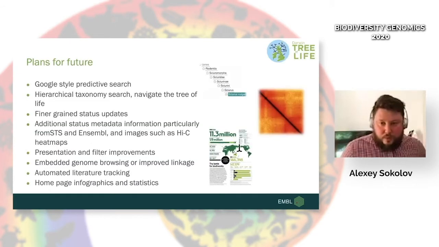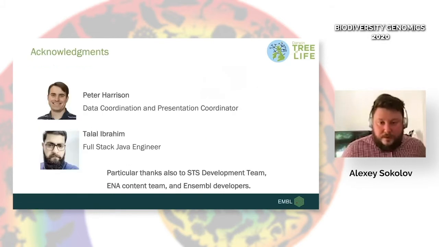For the future, we will provide Google-style predictive search, hierarchical taxonomy search, and navigation of the tree of life. We'll provide more fine-grained status updates and additional status metadata information. We will make improvements to presentation and filter sets. Also, we'll provide embedded genome browsing, automated literature tracking, and whole-page infographics and statistics for all the samples that are currently available for this project.